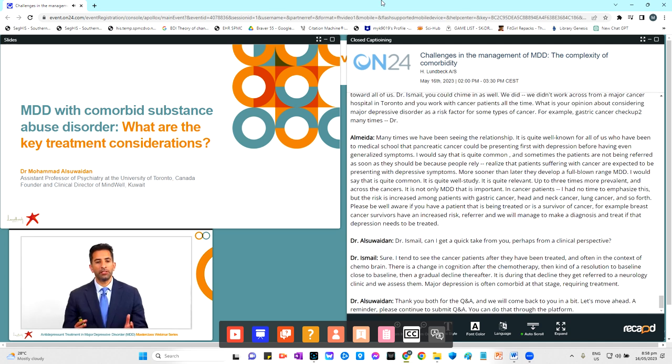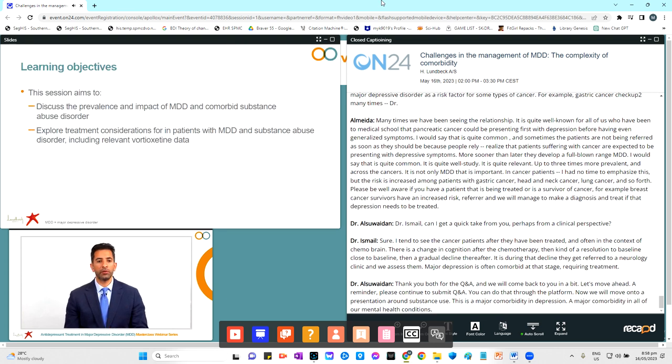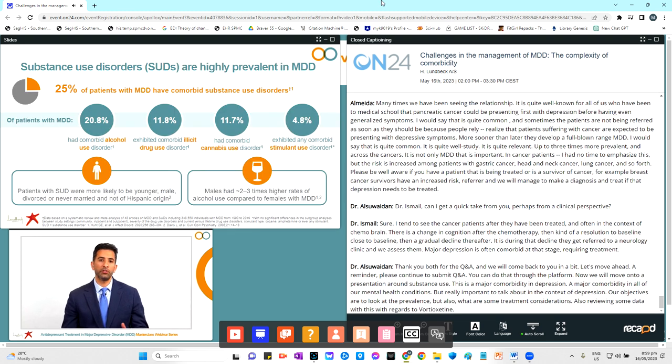Now we'll move on to a presentation around substance use. This is a major comorbidity in depression, really a major comorbidity in all of our mental health conditions, but really important to talk about in the context of depression. Learning objectives very quickly are to look at the prevalence of the comorbidity of MDD and substance use disorders, but also to look at what are some treatment considerations, also reviewing some very new data on this with regards to vortioxetine.